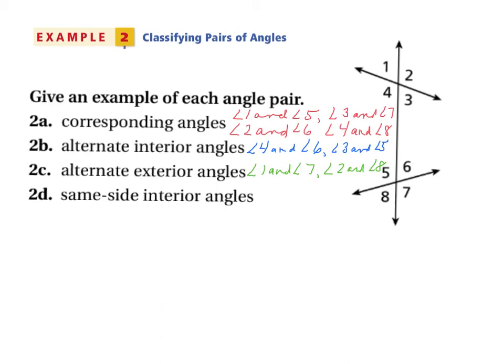And lastly, same side interior angles. Angle 4 and angle 5, because they're on the same side of the transversal, and angle 3 and angle 6. So those would be listing all of the angles that are given here.